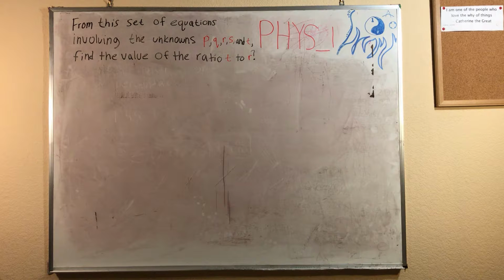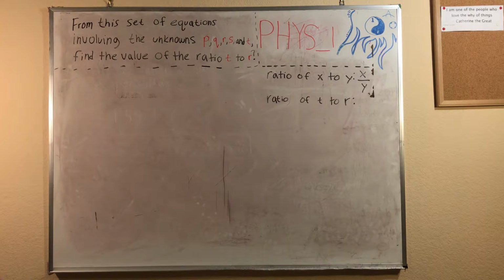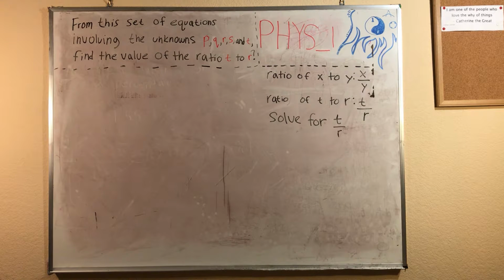Well, what exactly does that mean? If we think in terms of a ratio of x to y, well, that would be x divided by y. So this is exactly the same concept. We have a ratio of t to r, so we are looking for the ratio t divided by r. So our answer should look like t over r equals something. That will be our final equation.